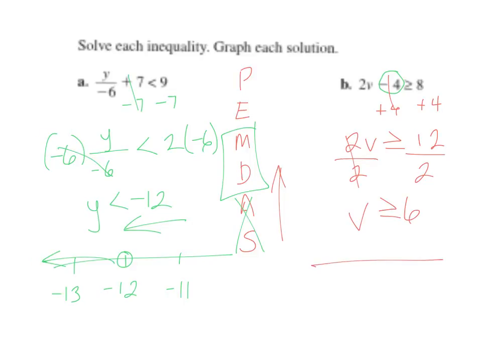To graph that, my target is 6. To the left I have 5. To the right I have 7. Closed circle going to the right.